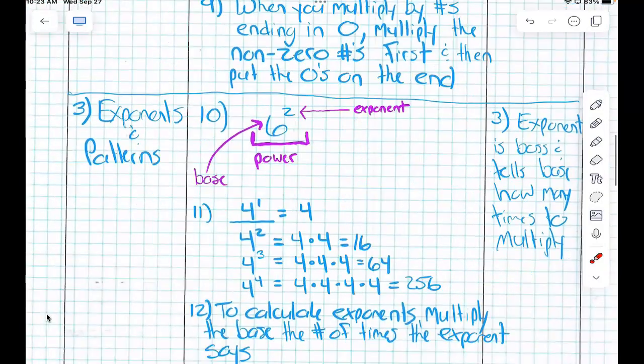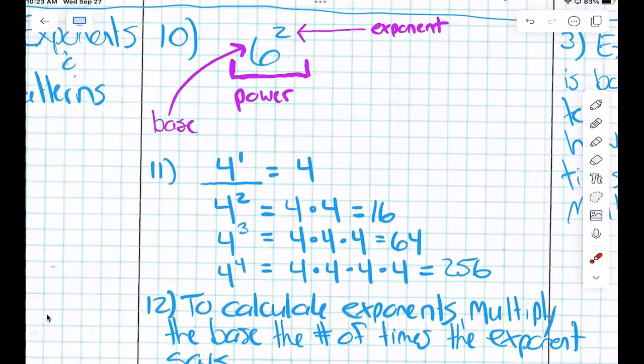Okay. Last thing then, exponents and patterns. This whole thing is called a what? Power. And the little tiny number that is kind of hovering in the air above? Exponent. And then this number right here is called the base. And the exponent is the boss, right? Yes.